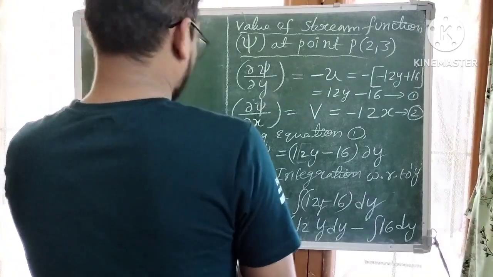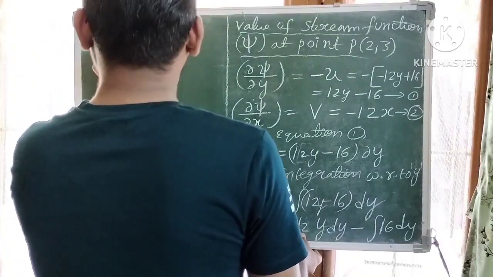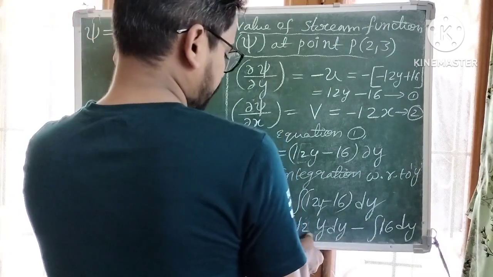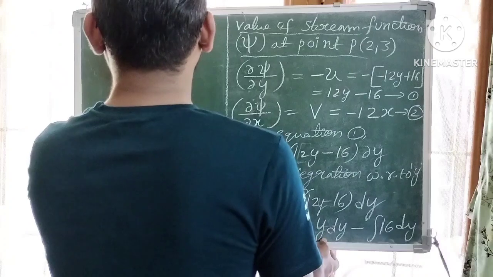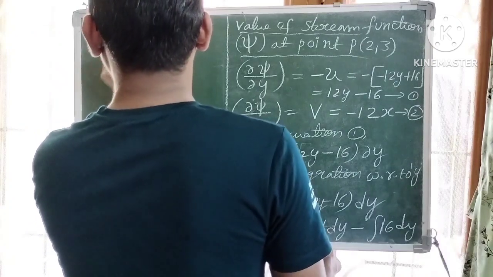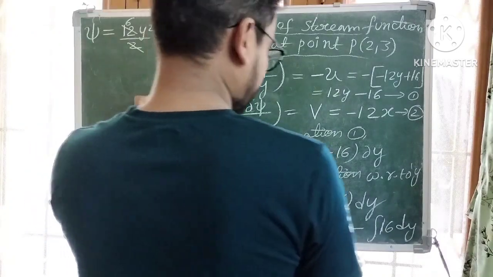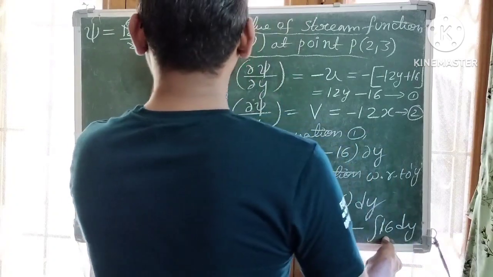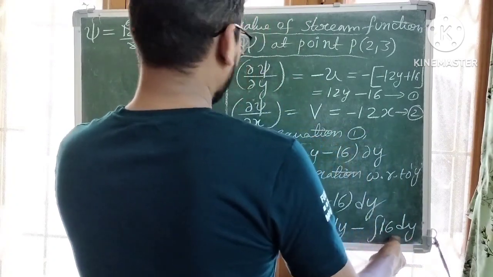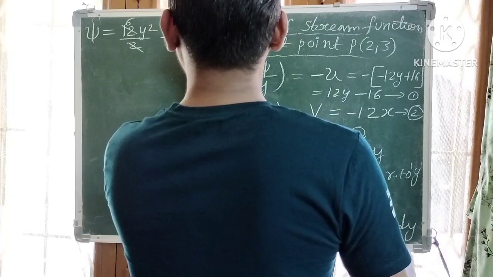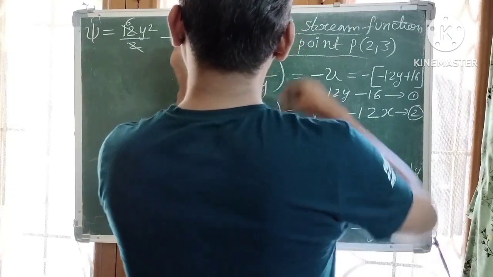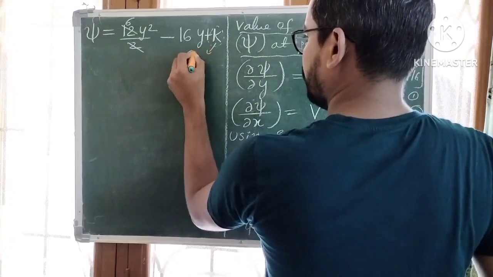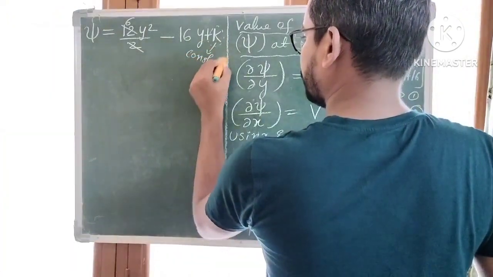Integral of 12 is constant, so the integral of y dy gives y square by 2. Minus the integral of 16 is constant, the integral of 1 dy gives y, and we have a constant k. So this is called the constant of integration. Your k is called the constant of integration.